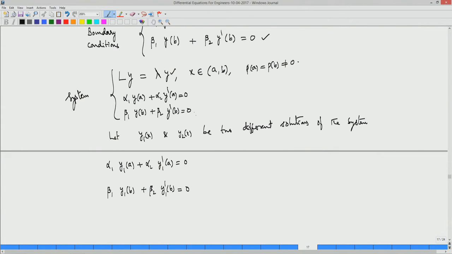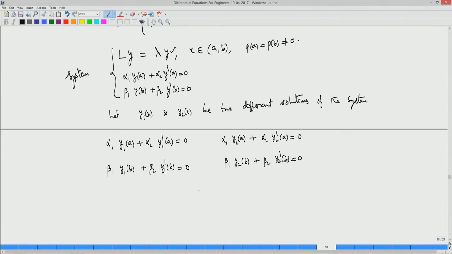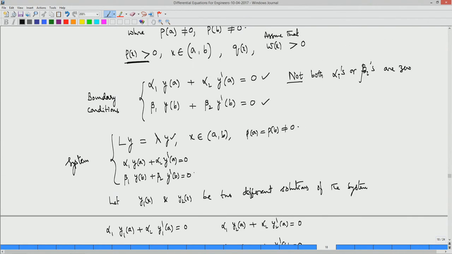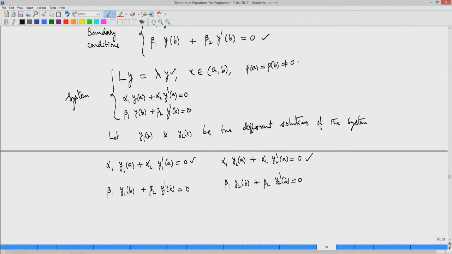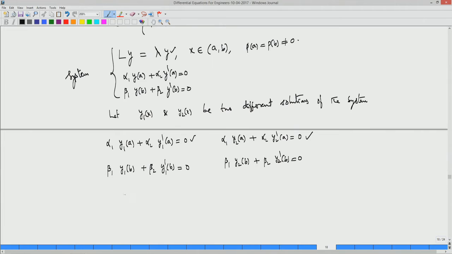So if y2 is satisfying the same boundary conditions, you have alpha 1 y2 at A plus alpha 2 y2 dash at A equal to 0, and similarly beta 1 y2 at B plus beta 2 y2 dash at B equal to 0. Now you consider these two equations together. So consider these two, or these first two, solutions.